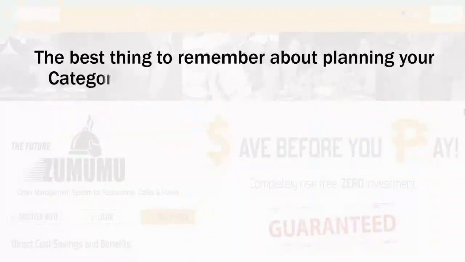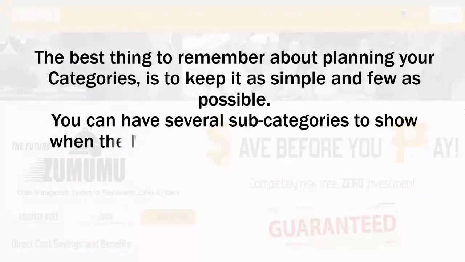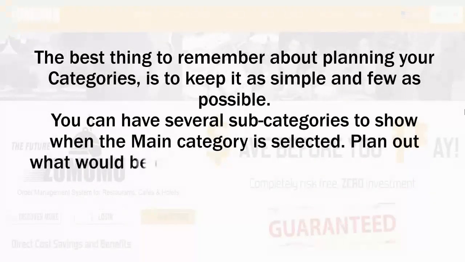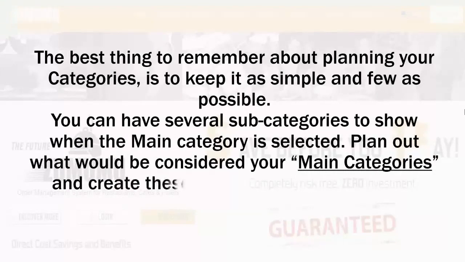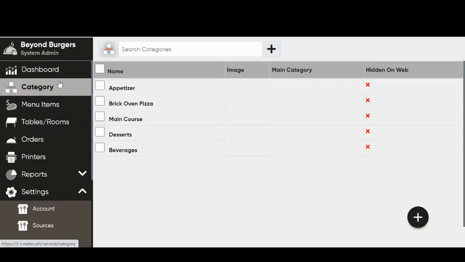The best thing to remember about planning your categories is to keep it as simple and few as possible. You can have several subcategories to show when the main category is selected. Plan out what would be considered your main categories, and create these first, then continue on with subcategories. We have provided several samples as a guide, but let us go through the process of creating these categories as an exercise.